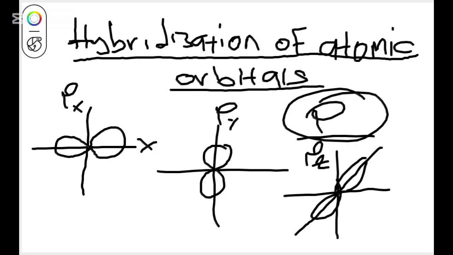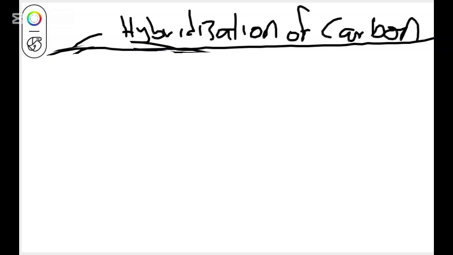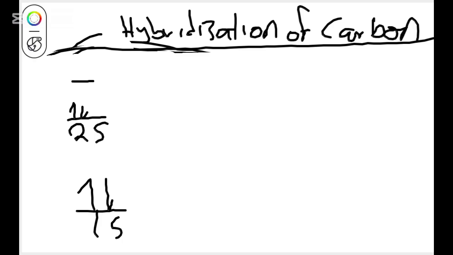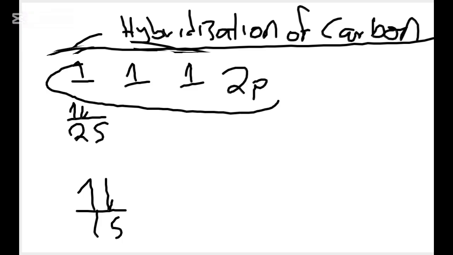So let's talk about the hybridization of carbon. But we have to first know the electronic configuration of carbon. The electronic configuration of carbon is: we have 1s here, and also we have 2s somewhere around here, and also we have 2p here. So at this stage, we are just going to focus on the 2s and 2p.